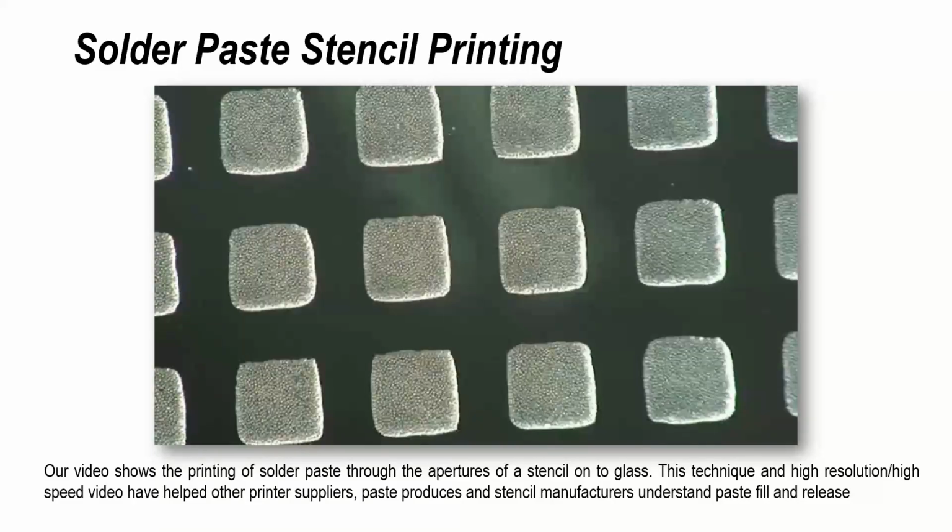So this video clip just illustrates the print into the apertures and the release of the stencil from the surface of a sheet of glass. This obviously is not a PCB, but it's a surface which is flat, parallel to the stencil, so we can see the performance. So here we've got some perfect prints on the surface of the glass.